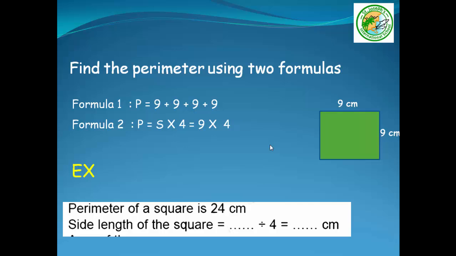Exercise. Perimeter of a square is 24 centimeters. Side length of the square equals? To get the perimeter of a square, we make side length times 4. Okay, what about the inverse? If we have the perimeter and want to get the side length, we take the perimeter and divide it by 4. It will be 24 divided by 4 equals 6 centimeters.